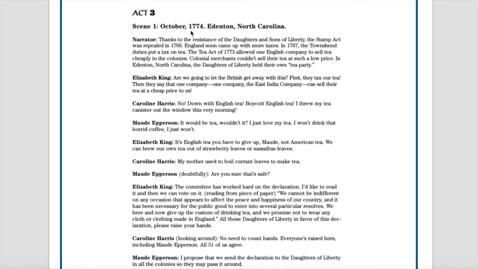This is a connection to what I know will happen later on, the Boston Tea Party.